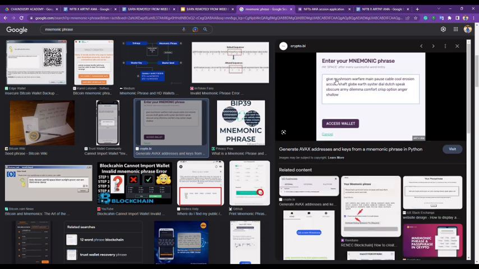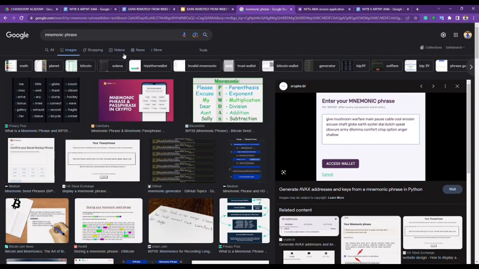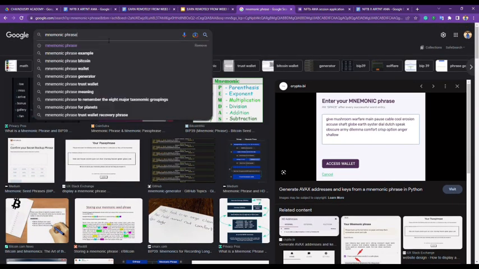If this is your mnemonic phrase, you have to give mushroom, warfare, main. You don't give that and you give dilemma, blah blah. No, that's not you. You're gonna be knocked out of the wallet and you'll not be allowed to access. So that's for mnemonic phrase. Let's see the wallet import function.